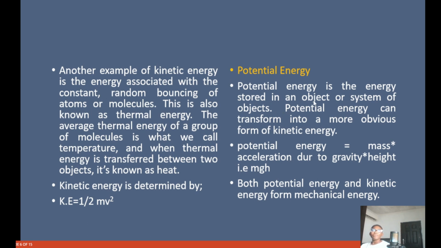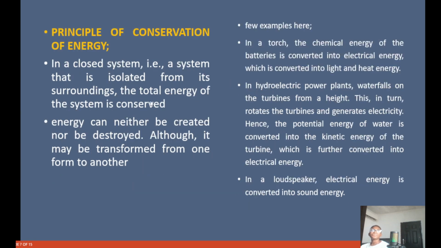Potential energy. Potential energy is energy stored in an object or system of objects. Potential energy can transform into the more obvious form of kinetic energy. So potential energy is mass times acceleration due to gravity g times the height, that is mgh. Both potential energy and kinetic energy form mechanical energy.